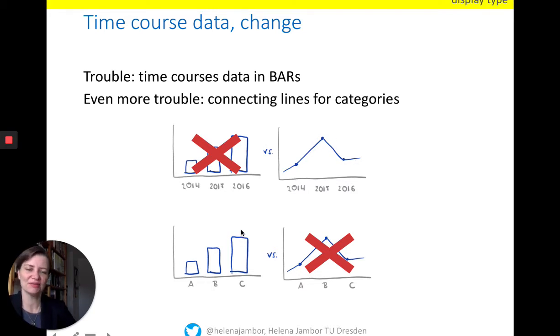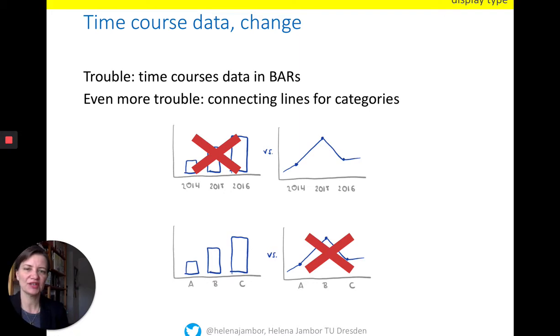Even more trouble is to have connecting lines for categories, so to misuse a line chart for categorical data. Imagine categories A, B, and C are people of a certain age group, people younger than 10, older than 10, and older than 20 or something. There's nothing that actually connects these people. There are different bins for data. But by forcing them to be connected with a line, we end up confusing the perception of our audience very much. In the exercises, there is an example that you will be able to have a look at where this is the case.